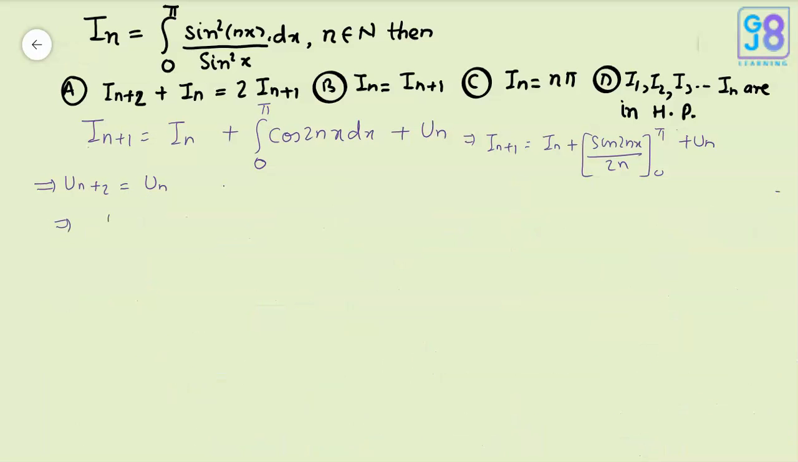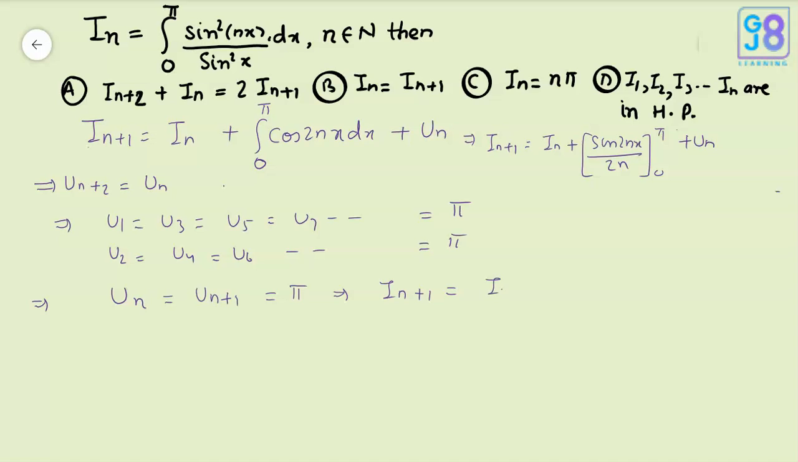So we have got u1 equals u3 equals u5, and so on and so forth, equals pi, because u(n+2) is u(n). So if u1 is pi, u3 is also pi, u5 is also pi. Similarly, u2 is also pi, so u4 is also pi, u6 is also pi. So in general, we can say that u(n) is equal to u(n+1). So now let us get back to our initial integral, where we had I(n+1) equals I(n) plus u(n). So now u(n) can be replaced by its value of pi, so we get I(n+1) is equal to I(n) plus pi. Now let us calculate I1.